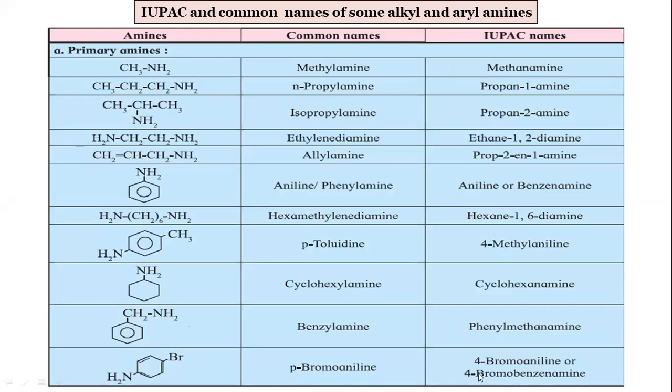So the next one, the IUPAC name is 4-bromoaniline, or it is also called 4-bromobenzenamine. It is 4-bromobenzenamine, because at the number 4 position bromine is there, and this is an aniline also, or you can give the name aniline also. 4-bromoaniline is also accepted by the IUPAC, or you can write 4-bromobenzenamine. So these are the IUPAC names of some primary amines.